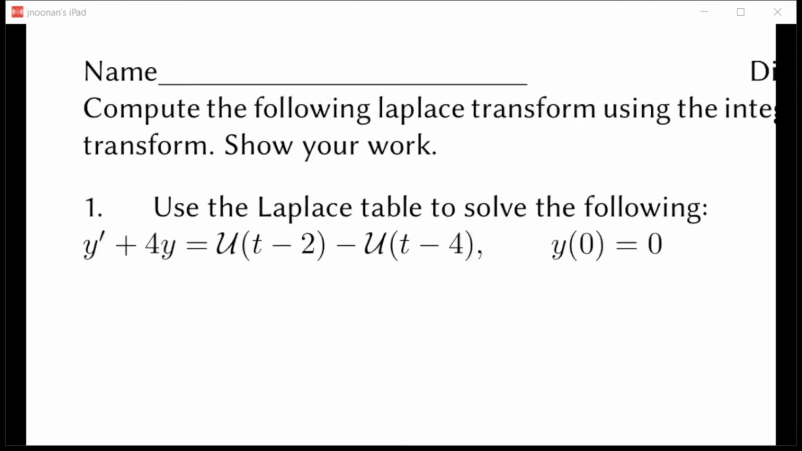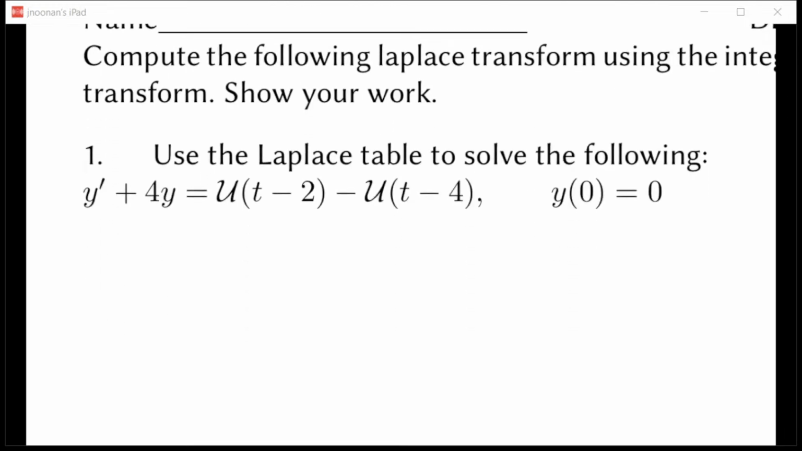Okay, so let's do this. The first step, of course, is to do the Laplace transform of each term. Let's go ahead and do this one term at a time, and I will maybe use different colors so that you can distinguish. We'll start with y prime. Sam, can you do the Laplace transform of y prime for us?